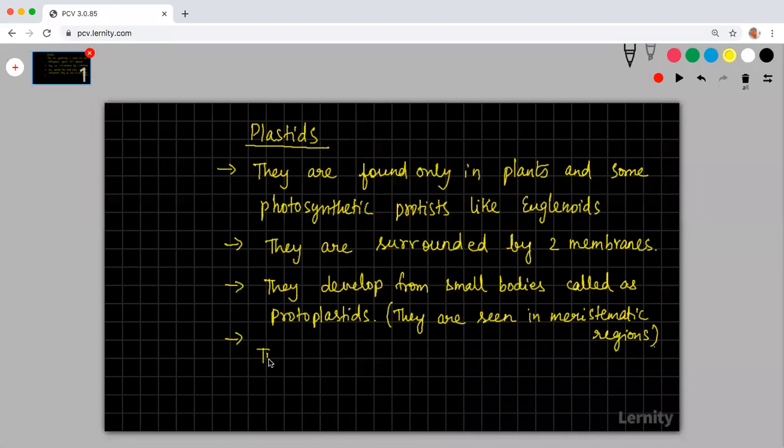Types of plastids, there are three types. Chloroplast, second one is chromoplast, and the third one is leucoplast.